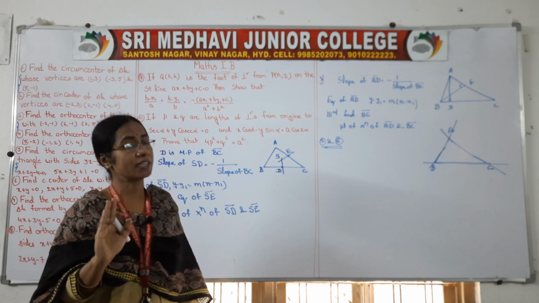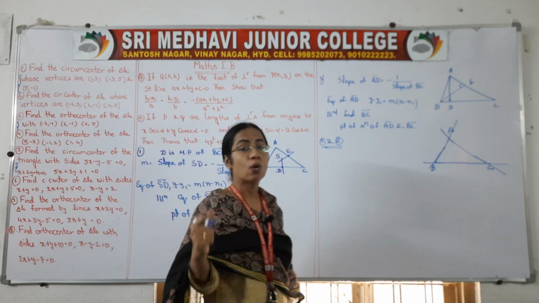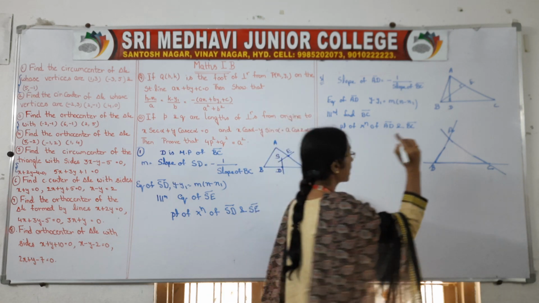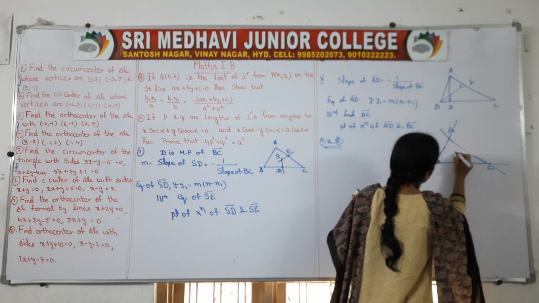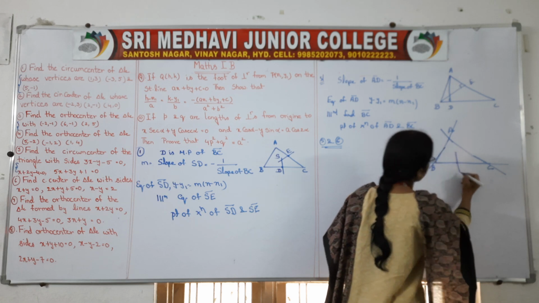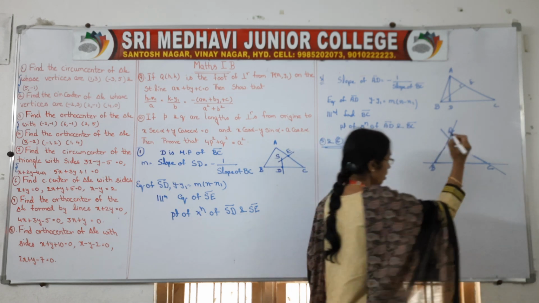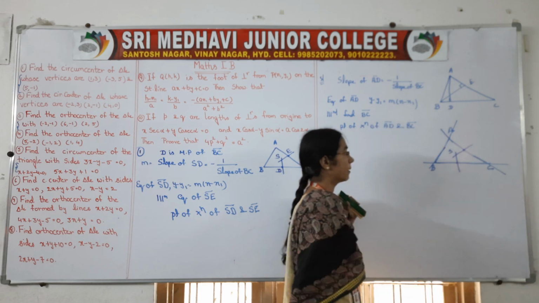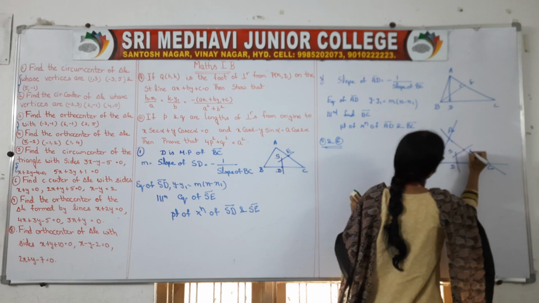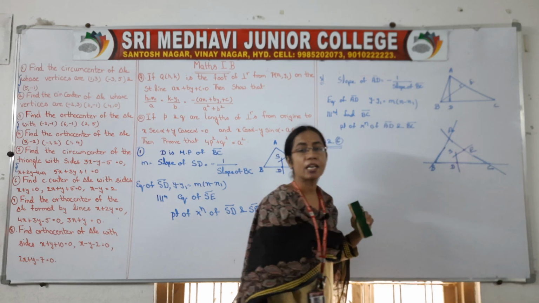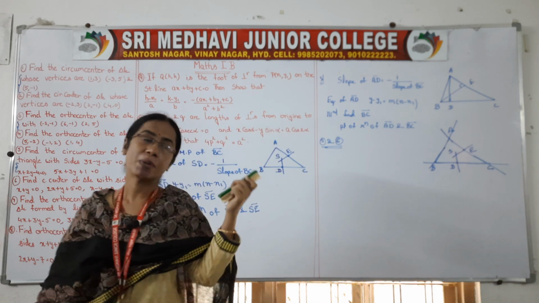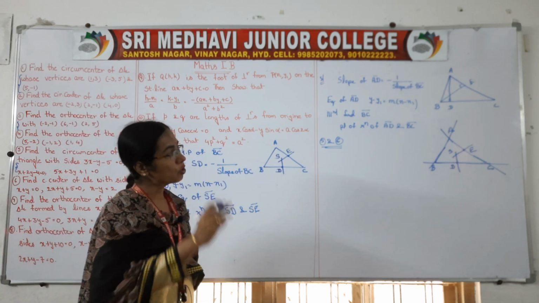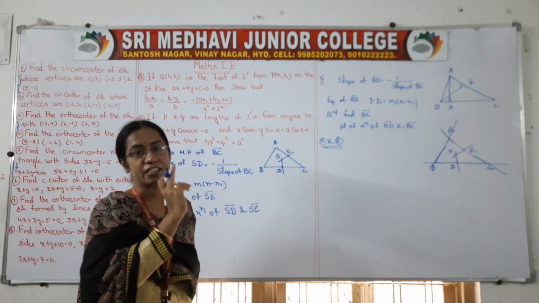Once the points are there, what is the question? The question is to find the circumcenter. Circumcenter is nothing but the point of intersection of the perpendicular bisectors. This is SD, this is SE. The point of intersection of perpendicular bisectors is called the circumcenter. So we need the SD equation and the SE equation.